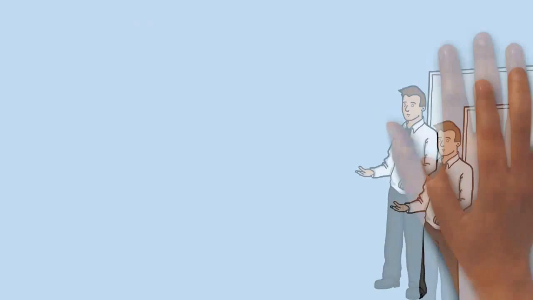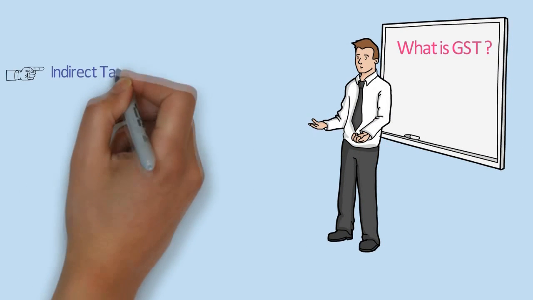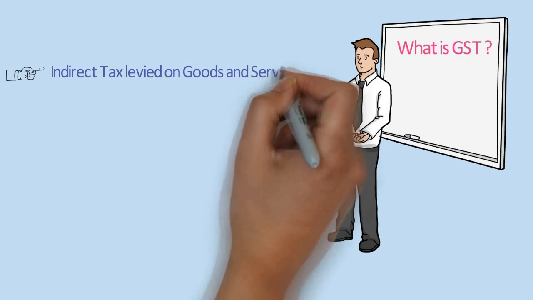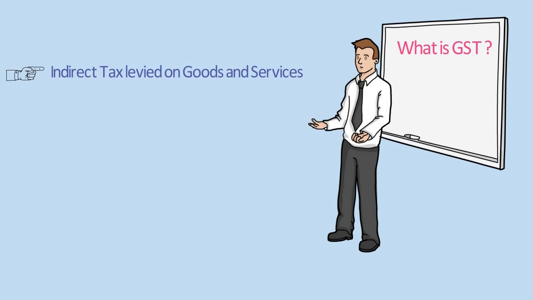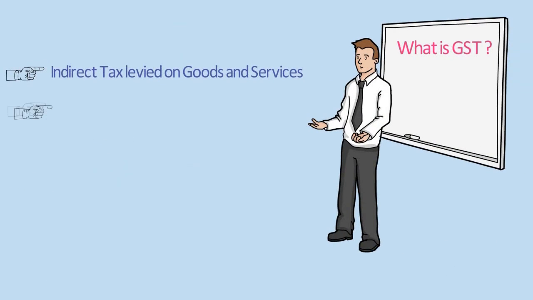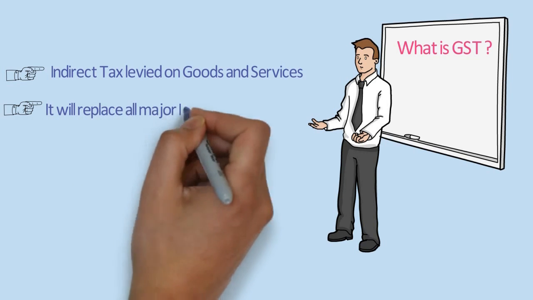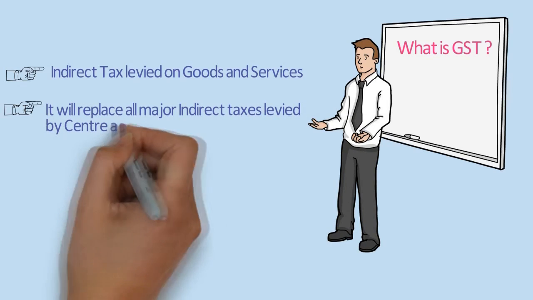Now let's understand what is GST. As the name suggests, it is an indirect tax levied on goods and services. It is clear that GST is an indirect tax and it is not going to have any impact on rates or structure of direct taxes, which means income tax rates and its levy will remain the same. The reason it will be a game changer once implemented is because GST will replace major indirect taxes that are levied by the center and state.